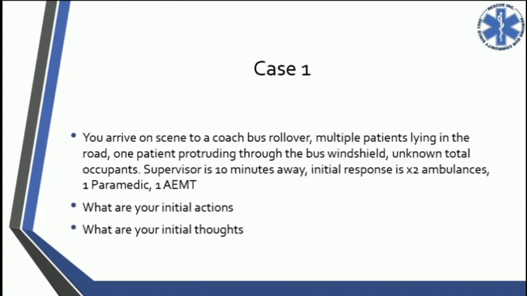So case number 1, you're on scene for a coach bus rollover. You've got multiple patients lying in the road, 1 patient protruding through the bus windshield, unknown total occupants. You hear screaming, you hear yelling. Your supervisor is 10 minutes away. Initial response is 2 ambulances, one is at the paramedic level, one's at the advanced EMT level. What are your initial actions?